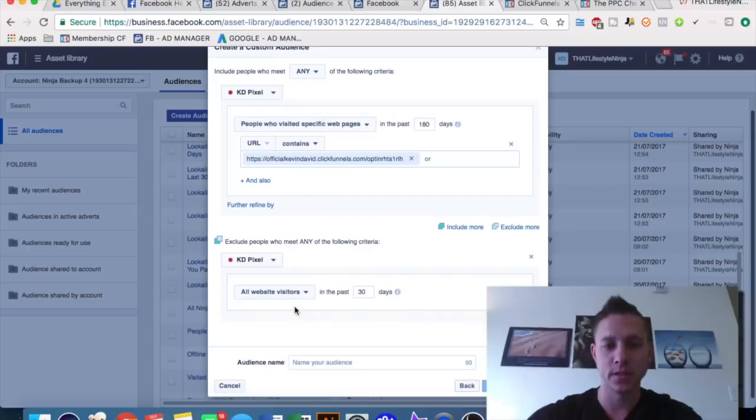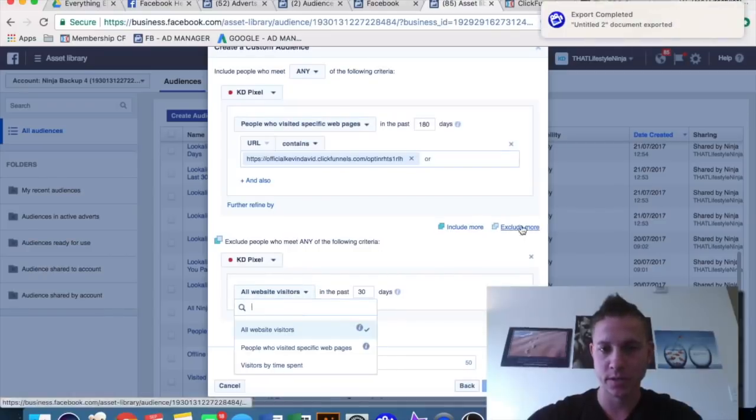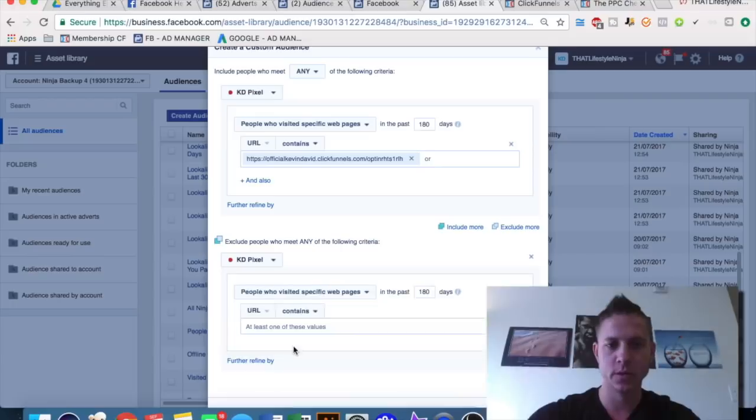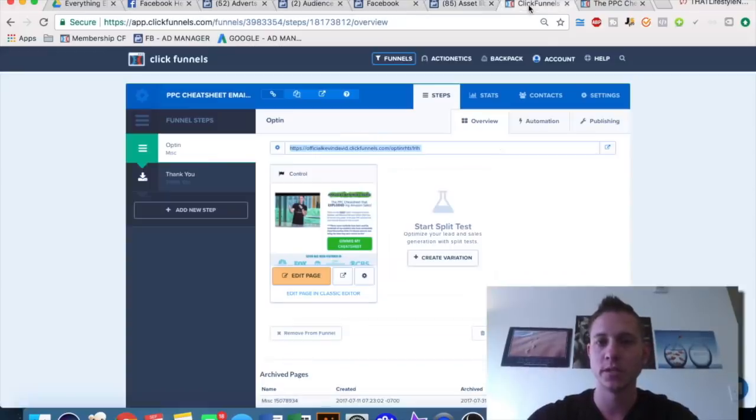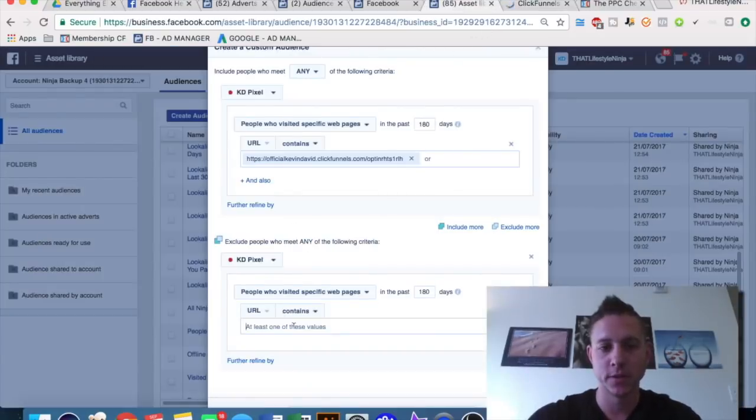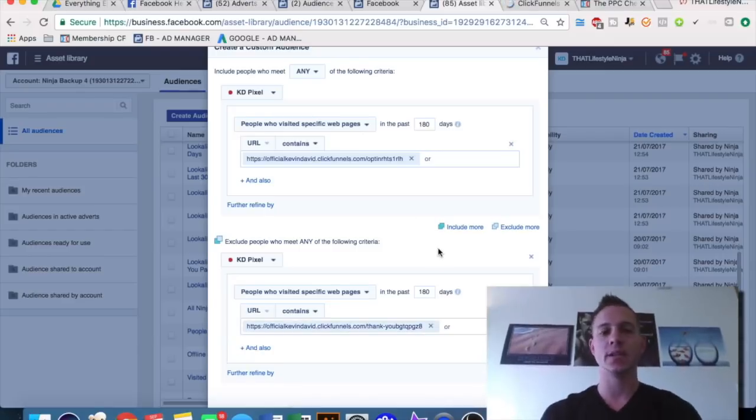So then we are going to target everyone who's visited our opt-in page, right, but has not visited our thank you page. So we pressed exclude people who meet any of the following criteria. So again, we're going to go 180 days here, and we're going to go people who visited specific web pages. We're going to come to our second funnel step, and we're going to copy and paste the URL of our funnel here. And what this is doing now is creating a custom audience that we can retarget.